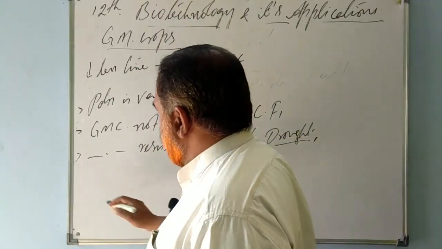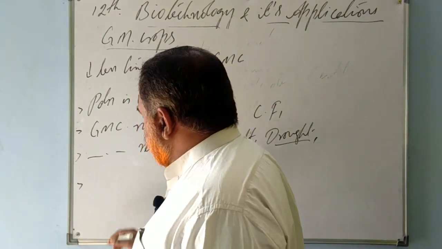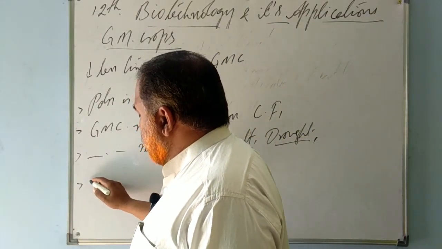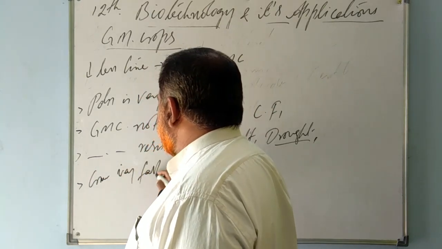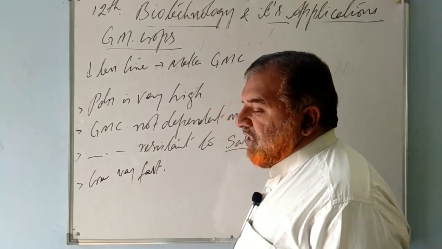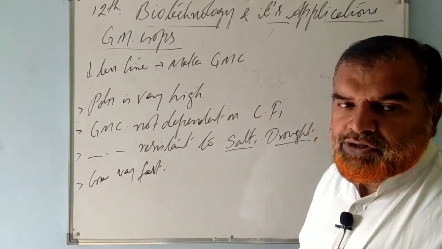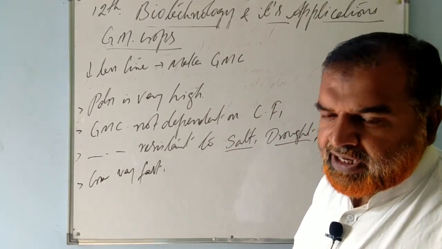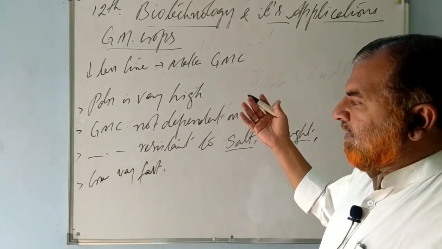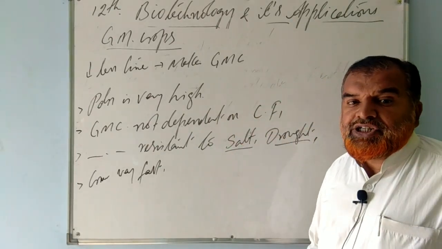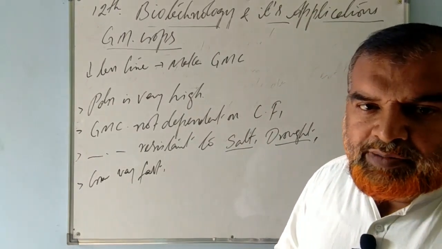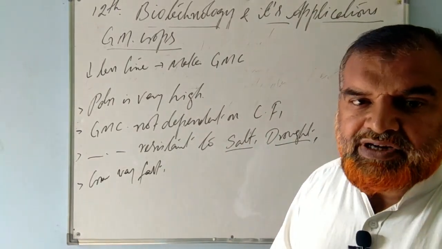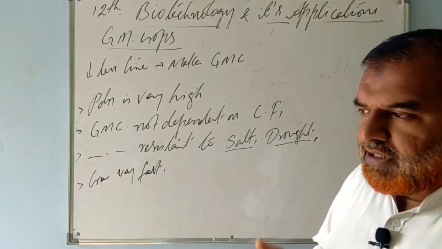Then you can grow them very fast, clear. You can reduce their shelf life, you can reduce their height, clear. So there are many advantages of GM crops. Because of these points, Dr. Norman E. Borlaug and other geneticists started making the transgenic plants.